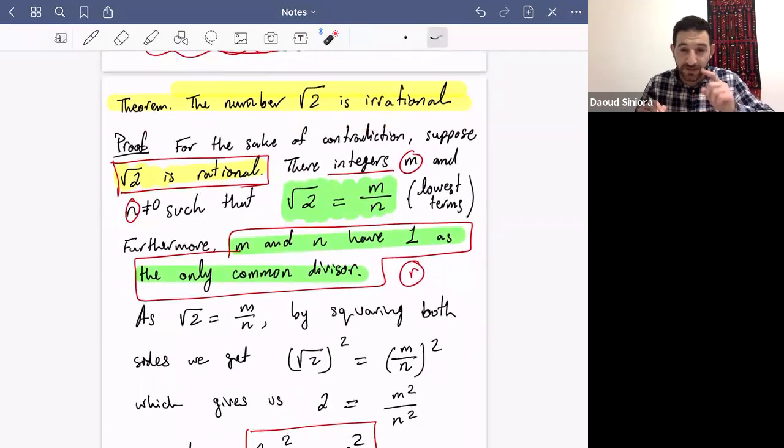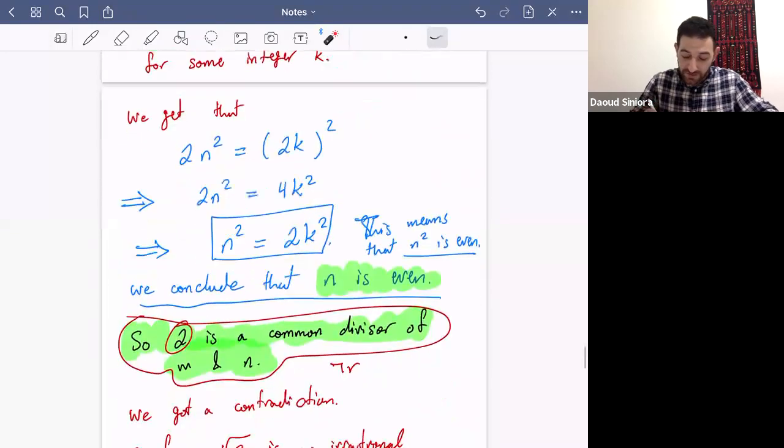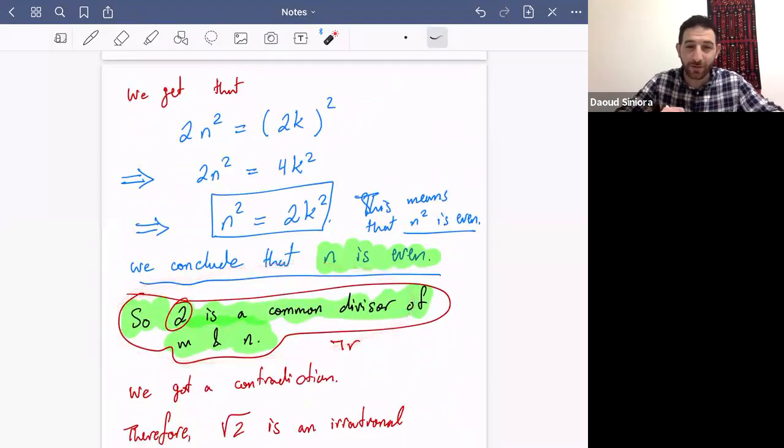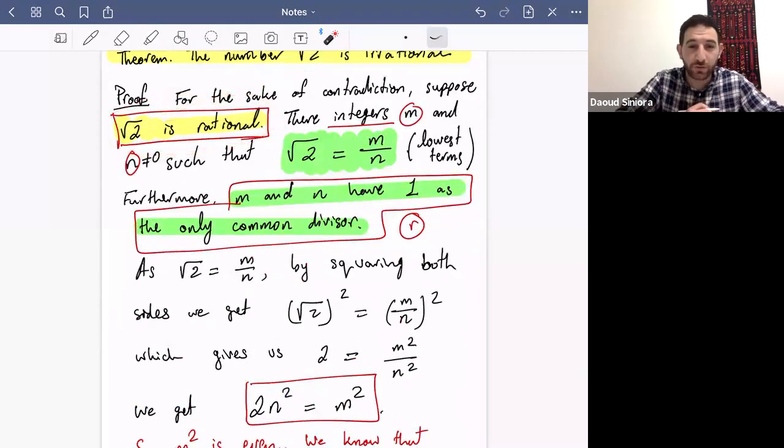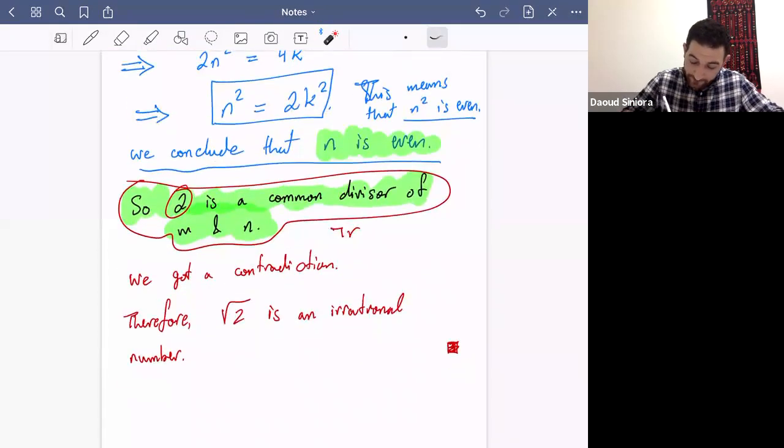We deduced from this assumption two contradictory statements. One says there are two integers, m and n, which don't have a common divisor but 1, and another statement which says that 2 is a common divisor of m and n. This is a contradiction, and so our assumption can't be true. So square root of 2 is an irrational number. It is not rational. Okay. So this is a very nice application of showing that the square root of 2 is an irrational number.